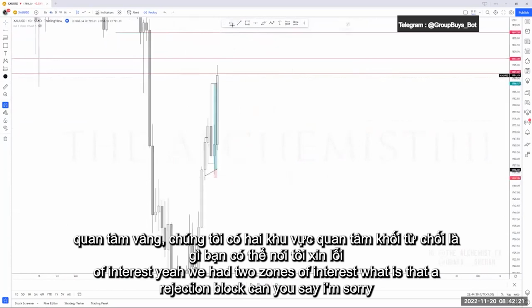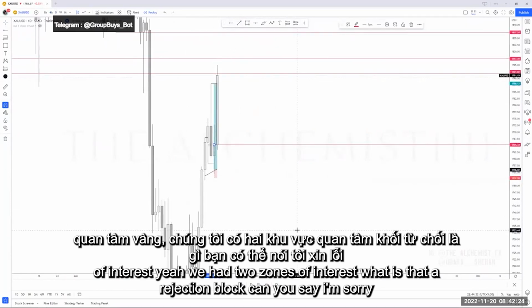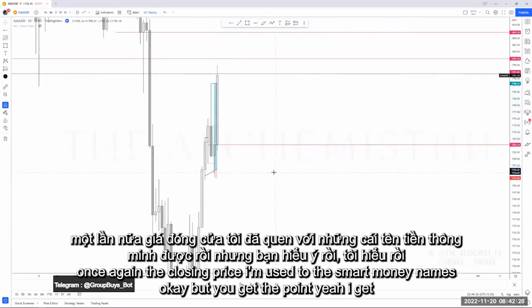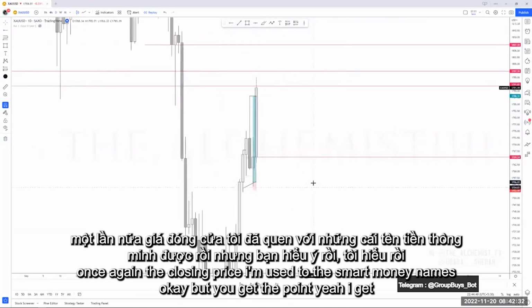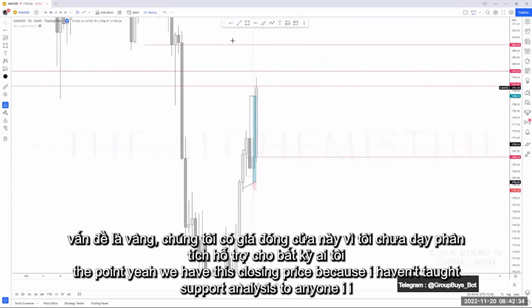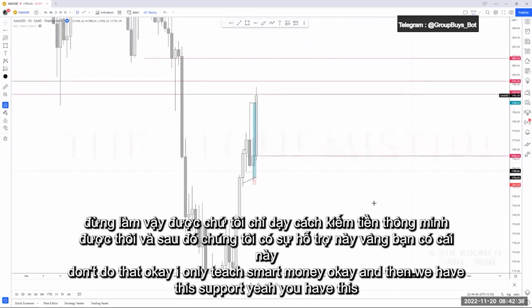Yeah, we had 2 zones of interest. What is that? A rejection block. Sorry, once again, closing price. I'm used to the smart money names. But you get the point, right? We had this closing price because I haven't taught support and resistance to anyone. I don't do that. I only teach smart money.